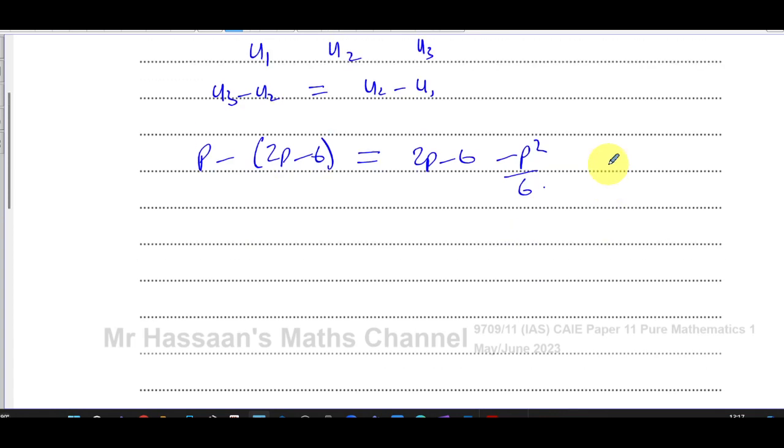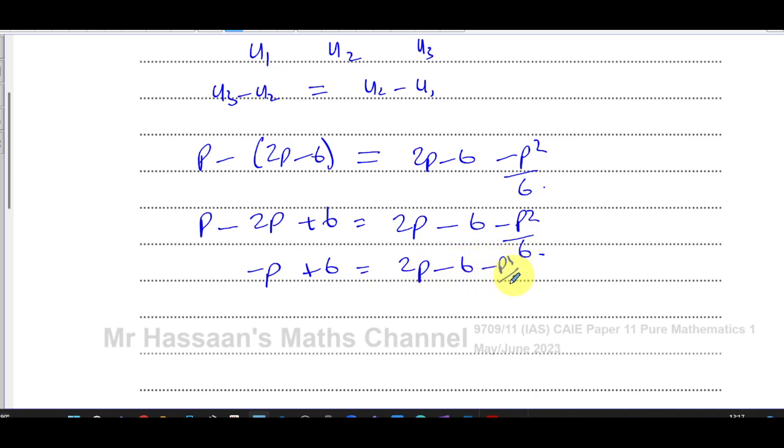So let's simplify this a little first by expanding this bracket. So p minus 2p plus 6 equals 2p minus 6 minus p squared over 6. This gives me minus p plus 6 equals 2p minus 6 minus p squared over 6. Let's bring everything on this side. So you're going to have p squared over 6, and minus p minus 2p, which is minus 3p, and 6 plus 6, which is going to give you 12. I have to add 6 to both sides. It's going to be 12 equals 0.